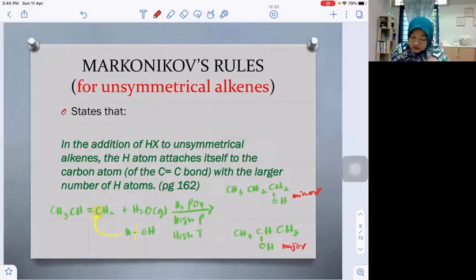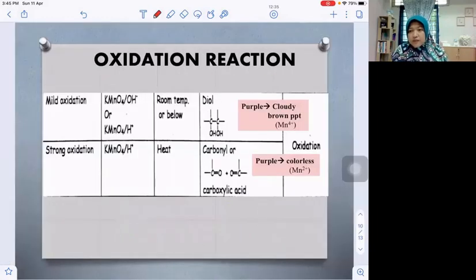CO2. So let's go to the oxidation reaction. In the oxidation reaction, it is divided into mild oxidation and strong oxidation. So mild oxidation, when we react it with KMnO4, either in basic medium or in acidic medium, but if it occurs at room temperature and below, we say that it is mild oxidation, then the product of this mild oxidation will be diol.